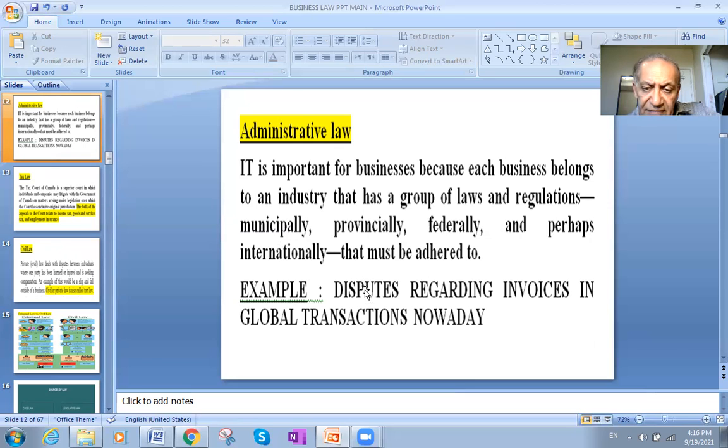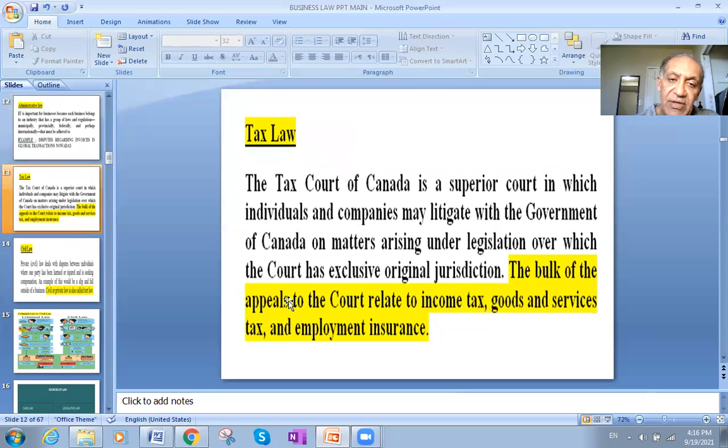An example for administrative law is disputes regarding invoices in global transactions nowadays. This also goes within the administrative law. So this is an example of the use of administrative law.